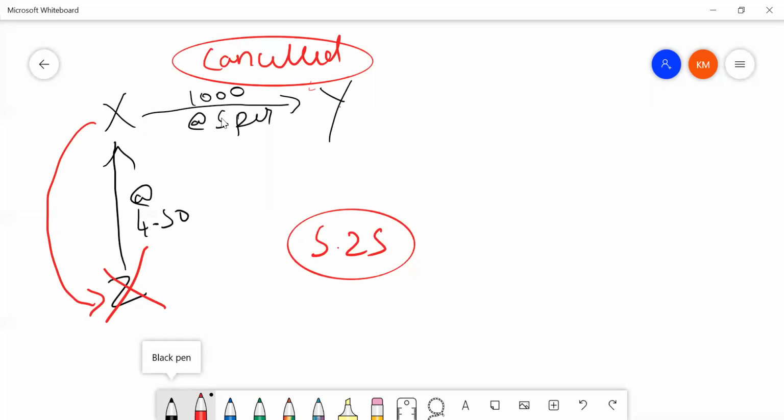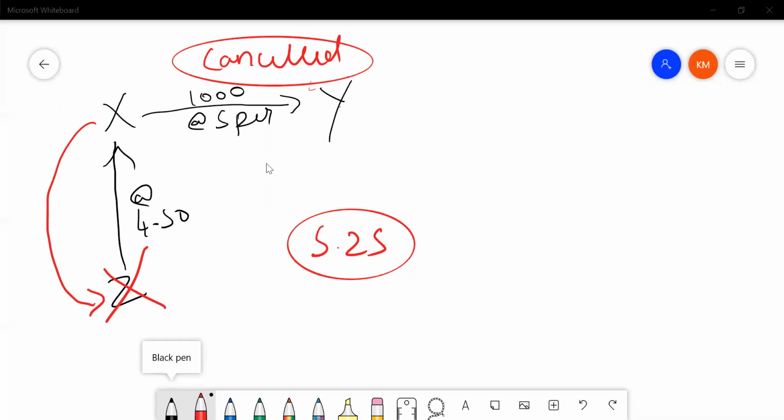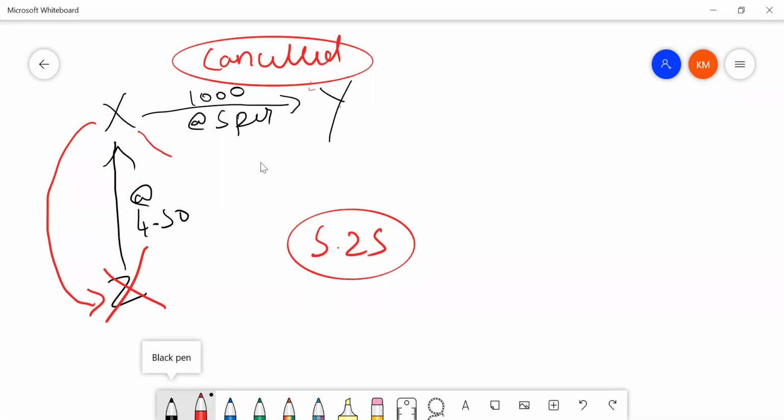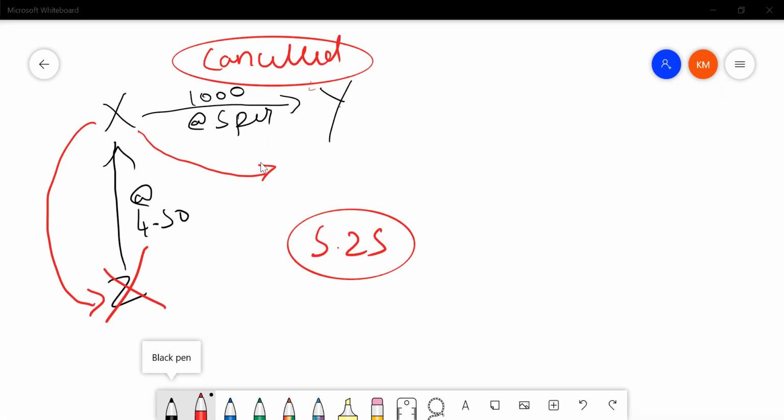If you see very carefully over here, in the first case, it is not 750. In the first case, X has informed Z about this incident. Therefore, what is the loss X is getting? There are special circumstances here.